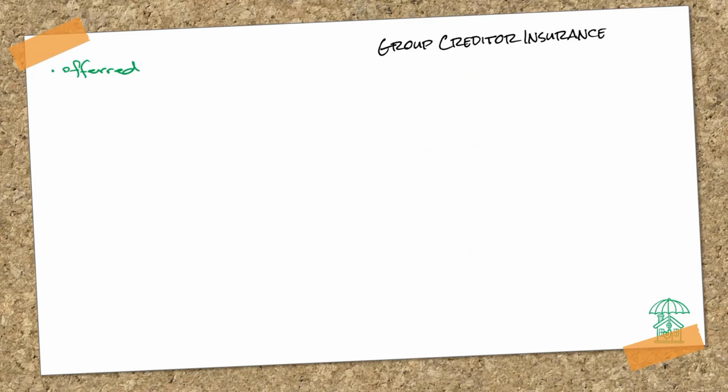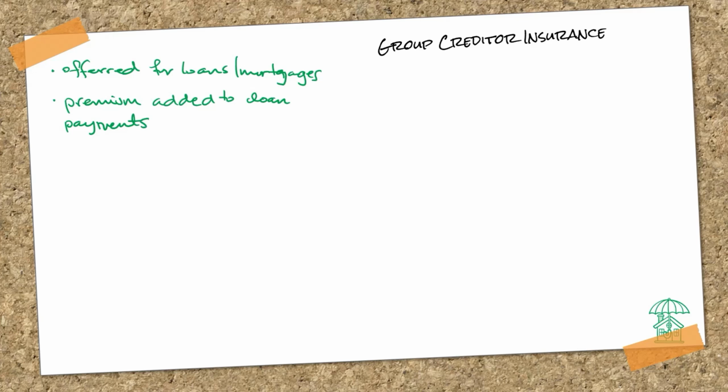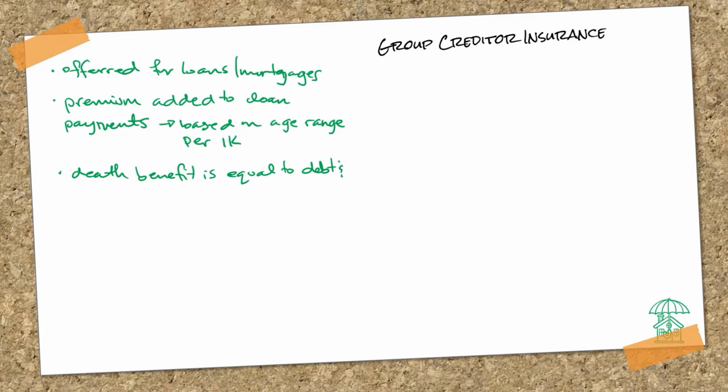Group creditor insurance. Now, this is provided by banks or lenders, and it's usually offered when a client has a loan or a mortgage, some sort of debt that they've taken out with a financial institution. When a client does opt into this, the premiums are added to the loan payments, and it's based on an age range per $100,000. So, for example, 25 to 35 get the same price per $100,000 of insurance. 35 to 40 get the same price, etc.